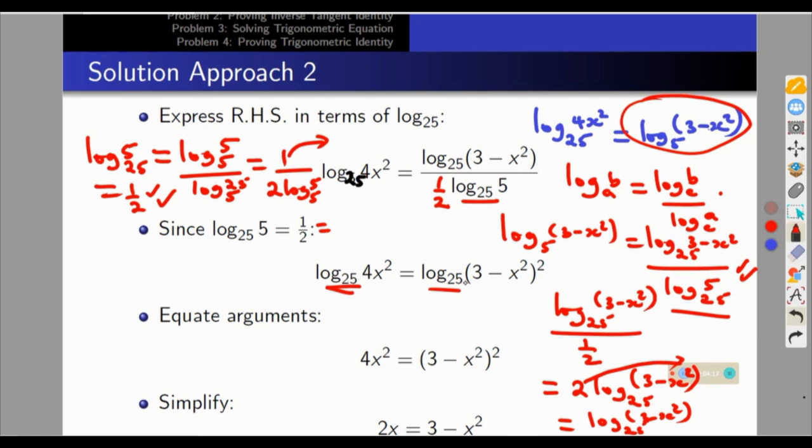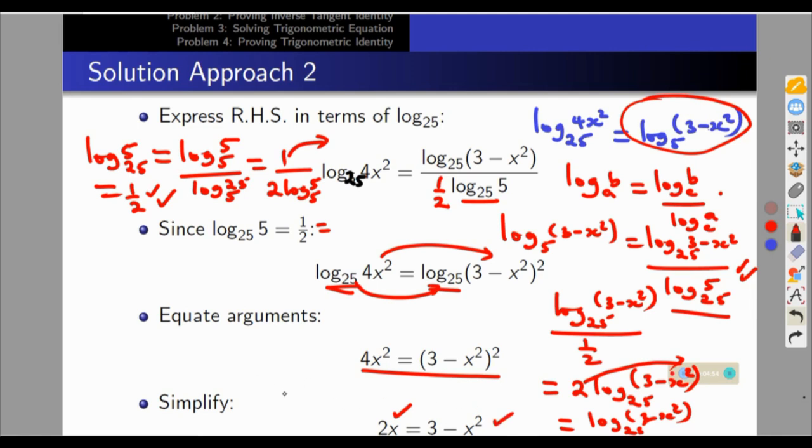For the two sides to be equal, since the bases are already equal, it means even the arguments must be equal. So 4x squared must be equal to 3 minus x squared again squared. So when you equate the arguments, you will have 4x squared, which is equal to 3 minus x squared then squared. So from here you can take the square root on both sides. So when you take the square root on both sides, to remove the square, you will have 2x, which is equal to 3 minus x squared.